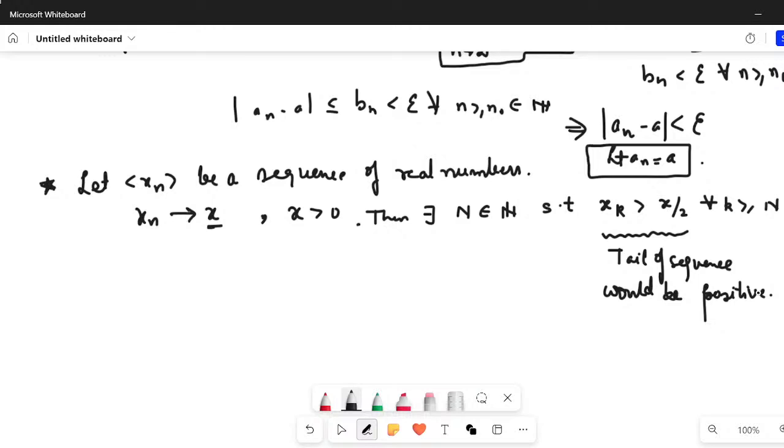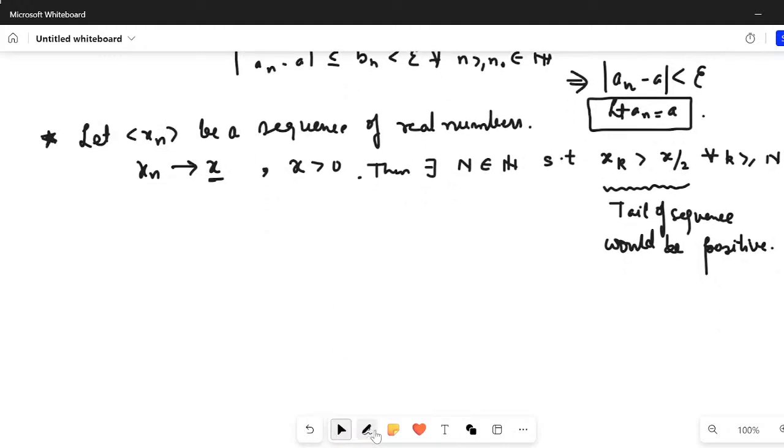Also understand, since x is given to be positive, it also implies that there would exist a natural number beyond which the elements of the sequence would be positive only. I hope this is clear to you. If not, let me know. This is the statement.